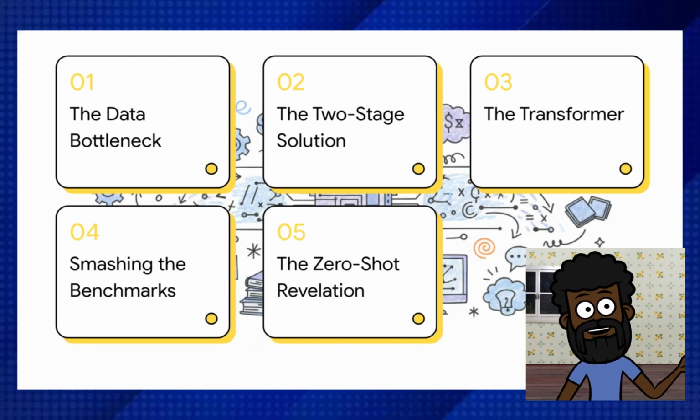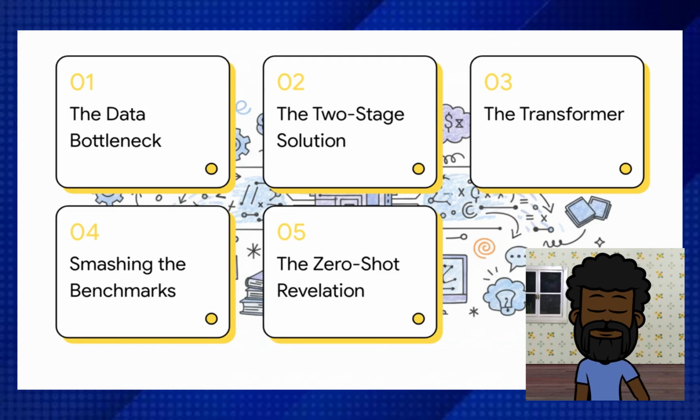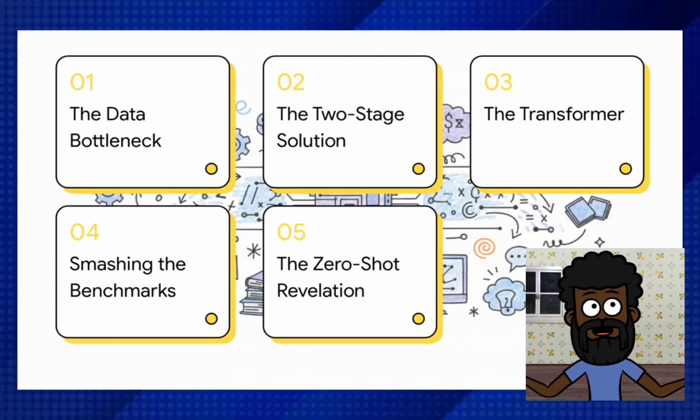Okay, so let's dive into this. Here's our roadmap for today. First, we'll examine the labeled data bottleneck. Then we'll look at the two-stage solution, followed by transforming the architecture. After that, we'll see exactly how they smashed the benchmarks. And finally, we'll wrap up with the zero-shot revelation.